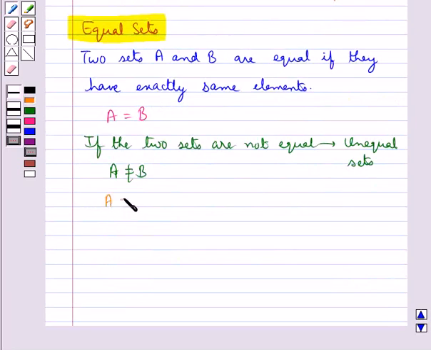Suppose that we have a set A equal to P, Q, R, S and set B equal to Q, R, P, S. As you can see, the elements in both these sets are the same, but just their order is different. So we can say that A is equal to B, that is, the set A is equal to set B.